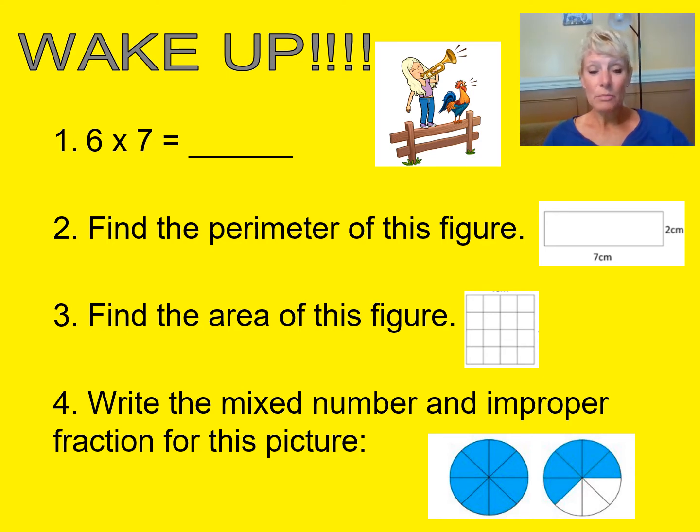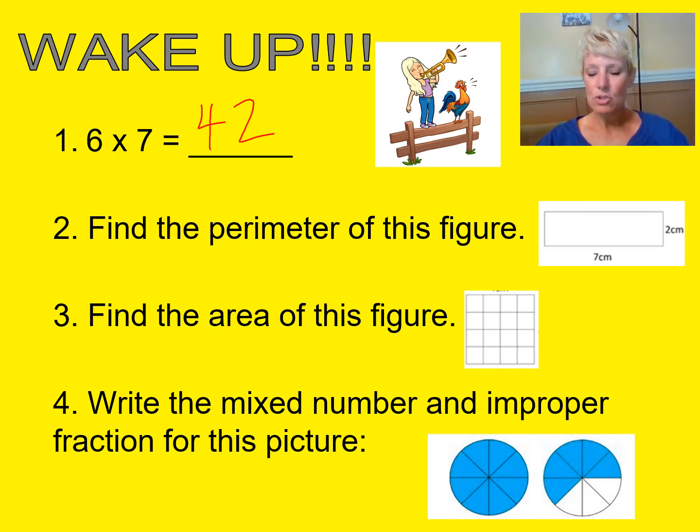Okay, number 1, 6 times 7, you should have had 42. Find the perimeter of this figure is number 2. And if you remember when we talked about perimeter, it's all the way around the edge. And this is a rectangle.